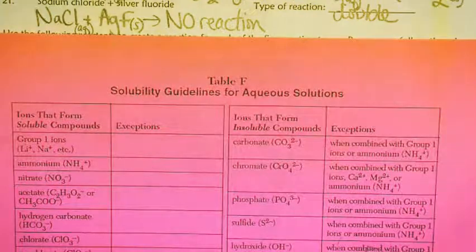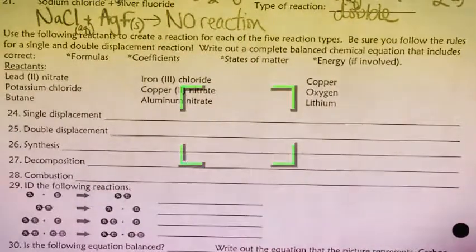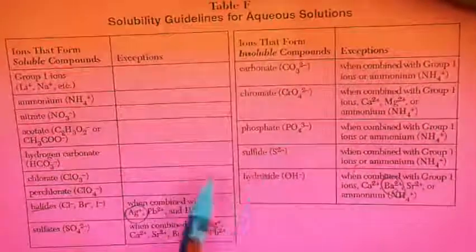So when you're trying to figure out what products are going to form, the first thing to do is figure out what type of reaction you're going to have. Once you know the type of reaction, then you'll be able to predict what products are going to form, if any. Remember, there are only rules for single displacement and double displacement. Combustion, synthesis, and decomposition do not have any specific rules that you have to look at. But for double displacement, you have to look at this, and for single displacement, you have to look at your activity series.